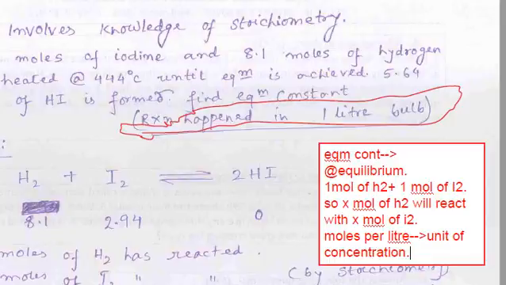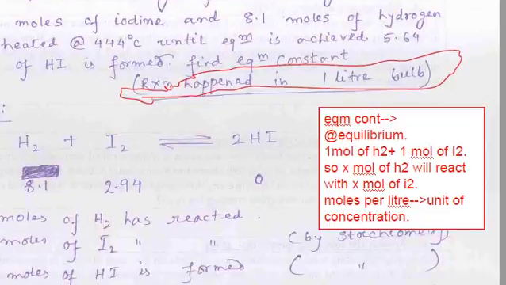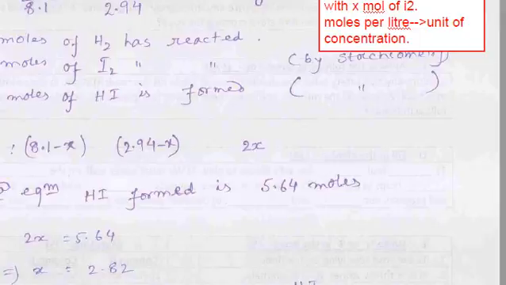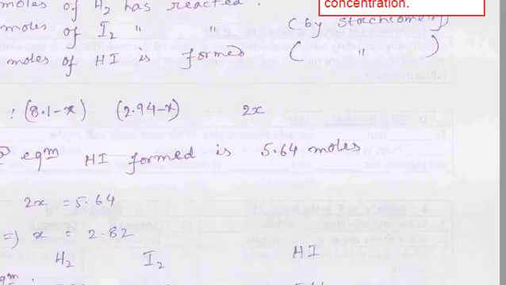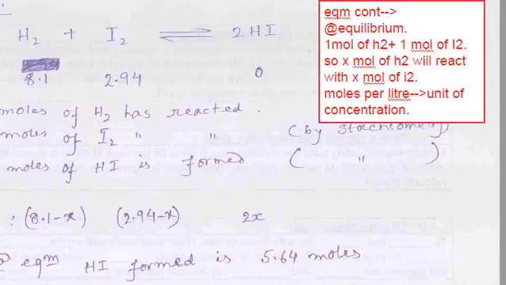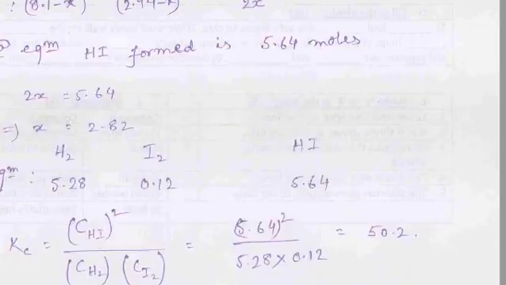So for this problem we used stoichiometry, and we used another concept, that the Kc formula will consist of the concentrations at equilibrium. So basically we have used 8.1 minus X, 2.94 minus X, and 2X. We did not use 8.1, 2.94 or 0. So these two concepts are required while solving this problem.